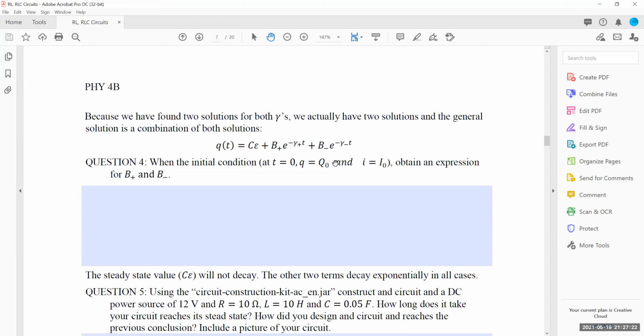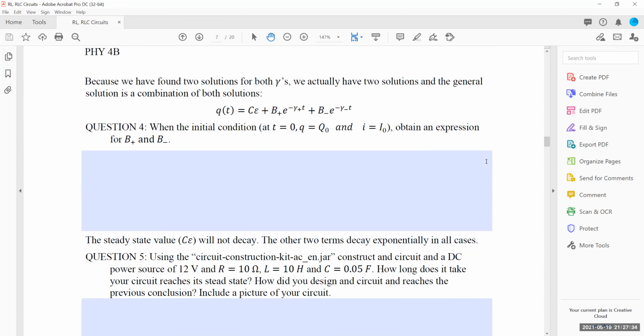So this is the solution in general for the overdamped system. When the initial conditions at t equals 0 are q equals q naught and I equals I naught, obtain an expression for b plus and b minus. Again, you don't have to really do it in detail. It's really long calculations. If you want to, go ahead and do it. If not, just show me how to proceed with this one.